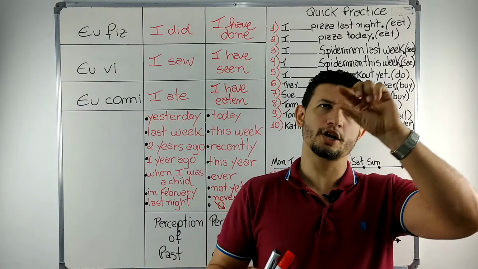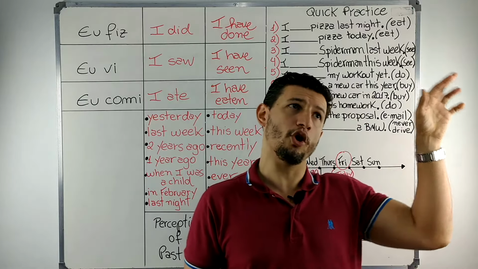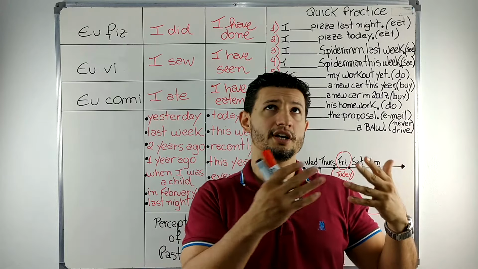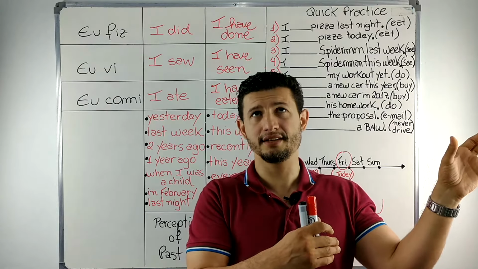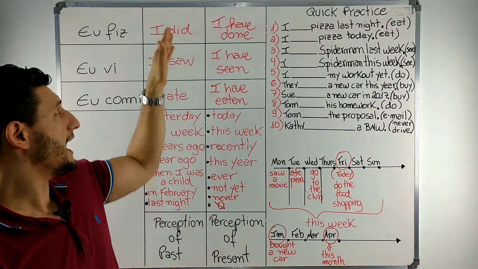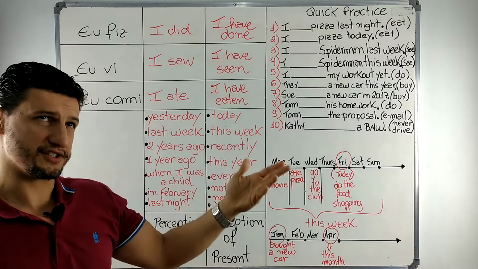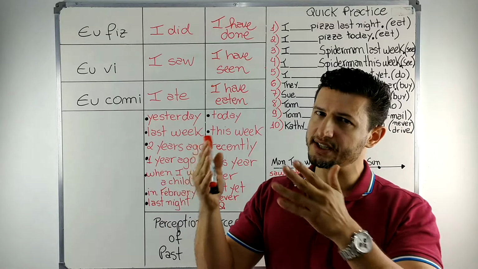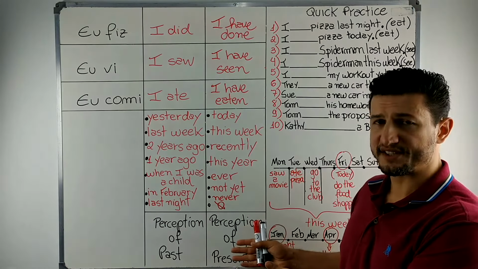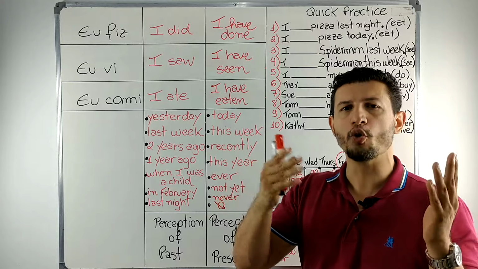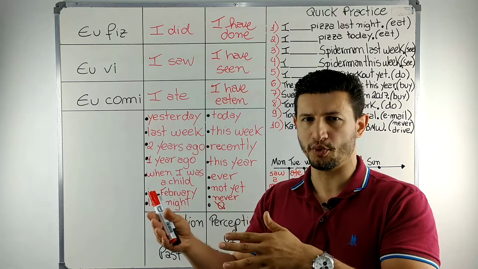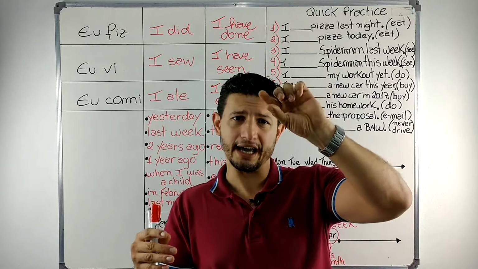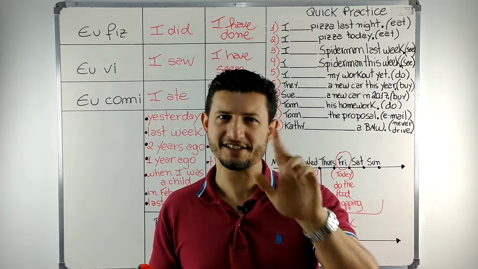For example, comi pizza ontem. So ontem, yesterday. In English, yesterday gives me a perception of past. Then I should say, I ate pizza yesterday. What about if I say this week? Well, this week gives a perception of present. So I have eaten pizza this week. And in both examples, you are saying eu comi. I ate or I have eaten. This is tip number 1.